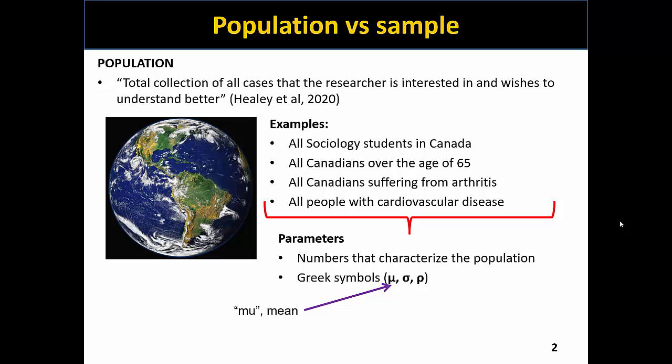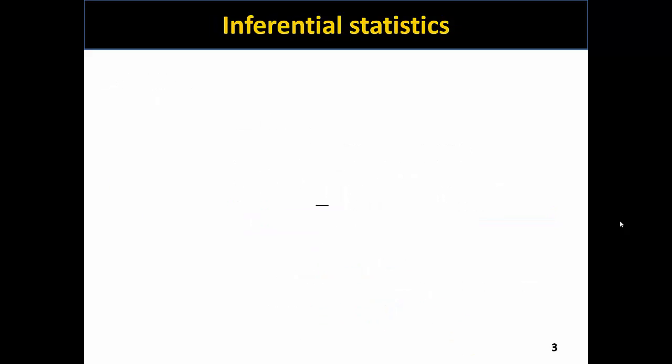So mu is the Greek letter indicating the average or the mean, and we'll make reference back to these symbols shortly. Lowercase Greek letter sigma is the symbol for the population standard deviation, and the symbol rho indicates a correlation coefficient that will be addressed in a subsequent unit.